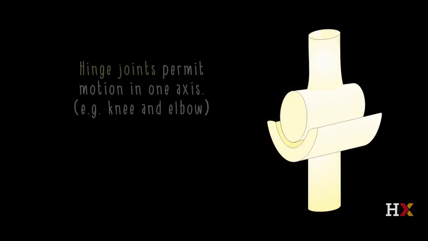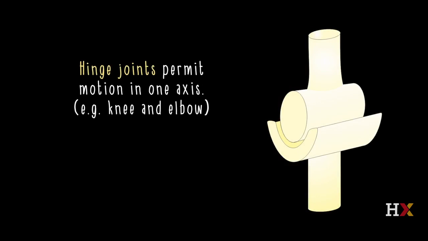So the shoulder joint, an example of a ball and socket joint, allows motion in three axes: flexion and extension, abduction and adduction, internal rotation, and external rotation. A hinge joint permits motion in only one axis. So at a hinge joint like the elbow joint or the knee, the only motions allowed are flexion and extension.